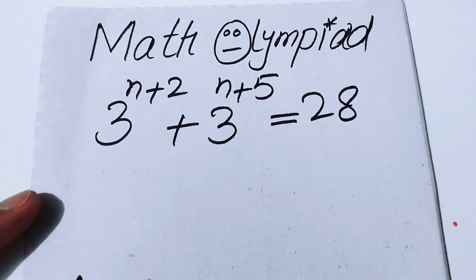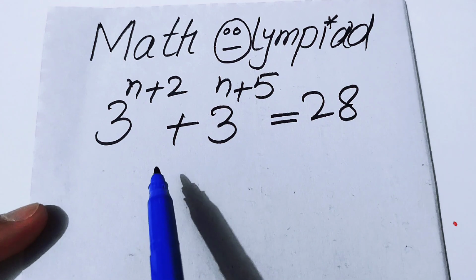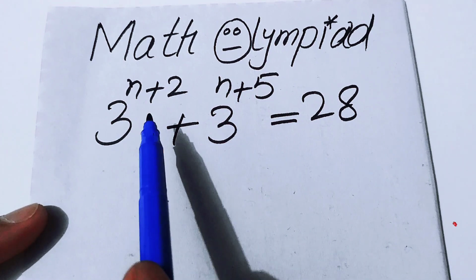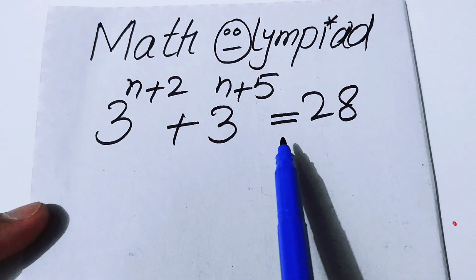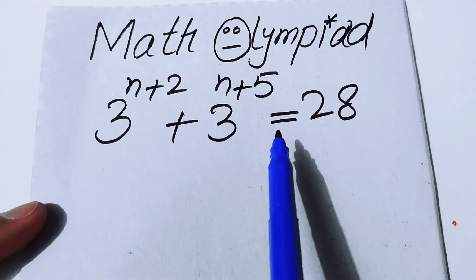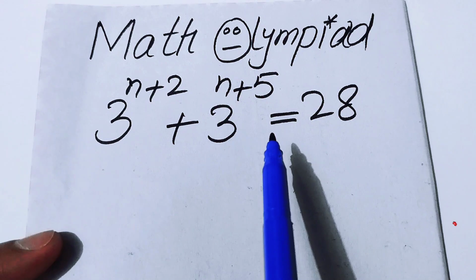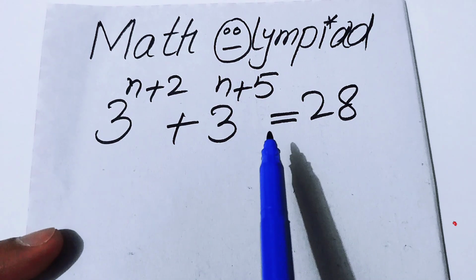In this video we are going to solve this nice algebra problem, and here we have 3 to the power of n plus 2 plus 3 to the power of n plus 5 is equal to 28, and we will solve this problem for the value of n.